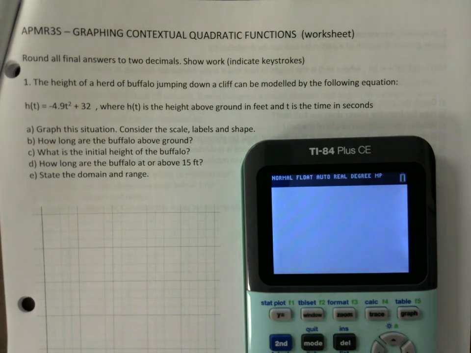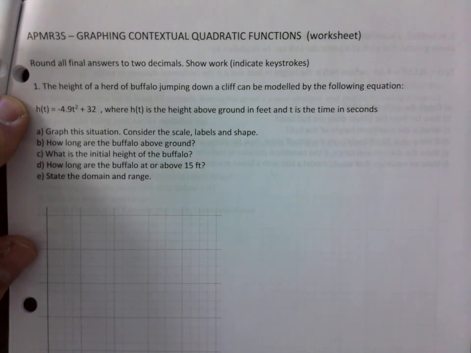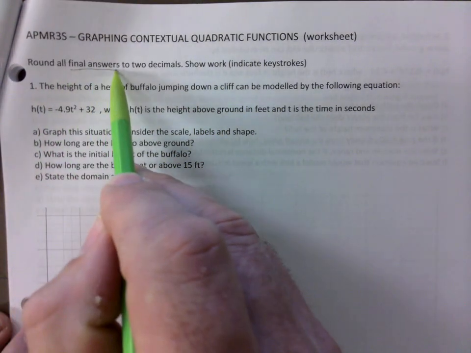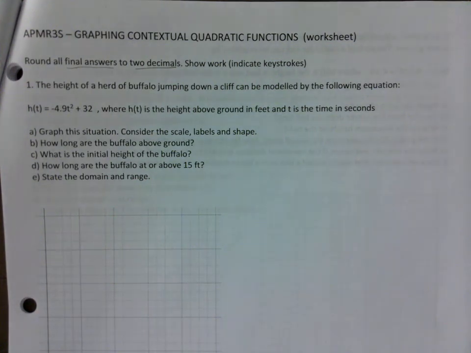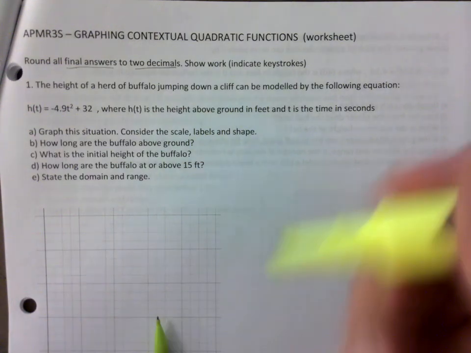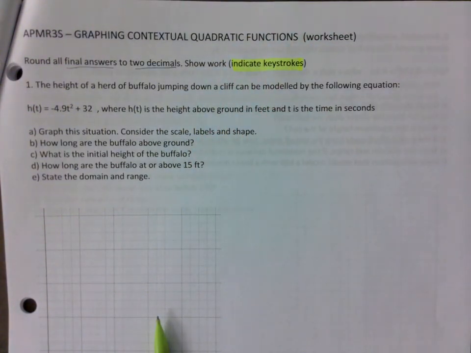Have done this already, but here it is anyways, okay? Keep this in mind, round all final answers to 2 decimals. So when you're about to state your answer, that's when you round to 2. Always indicate keystrokes, okay? From now on, you got to make sure you tell me what you pressed to get there. It doesn't have to be the same as mine, as long as you let me know somehow this is what I did to get there.